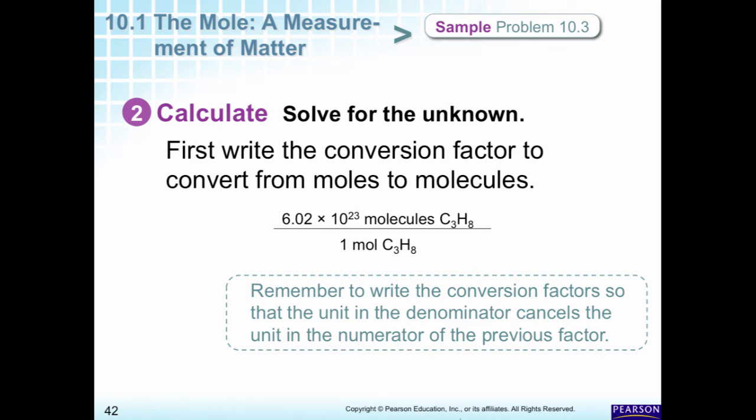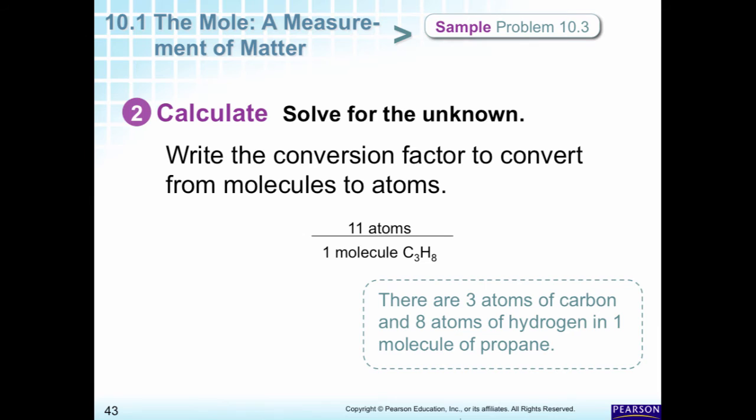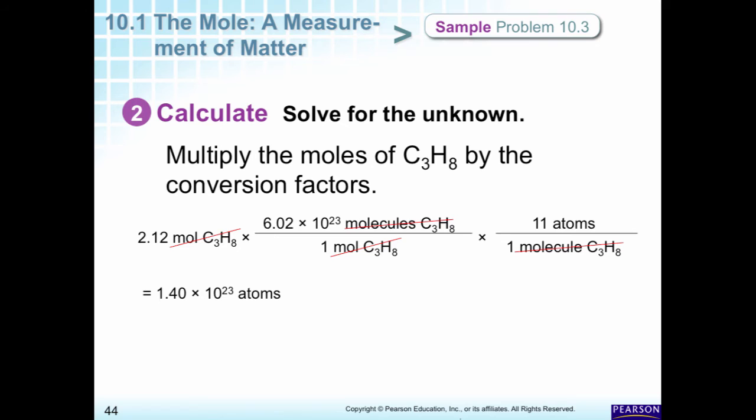We're going to start with moles. Let's look at how they chose this conversion factor. We have 2.12 moles, so we want that in the numerator, and we want moles in the denominator of the conversion factor. A new conversion factor is that we also know we have 11 atoms per molecule. If we write it out, we have 2.12 moles, moles on the bottom, so these cancel out, molecules on the bottom, so molecules cancel out, and we end up with atoms. That's our answer.